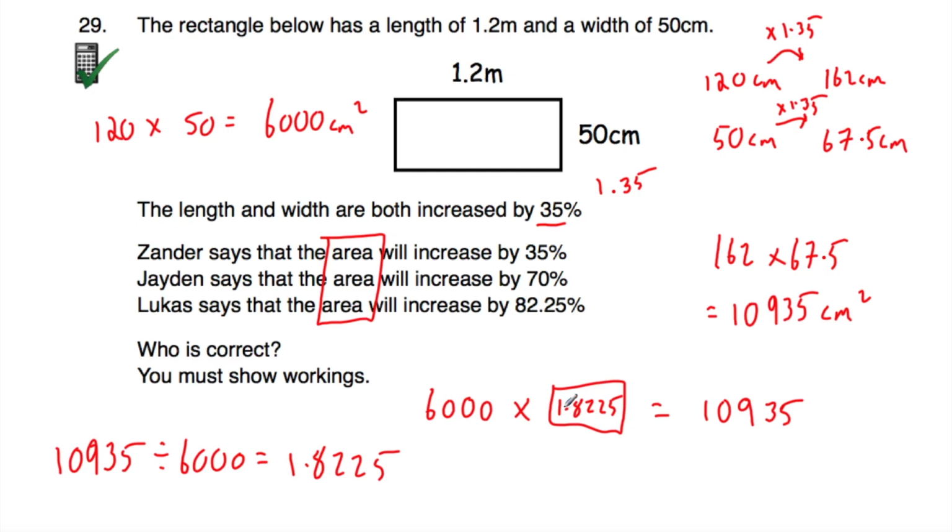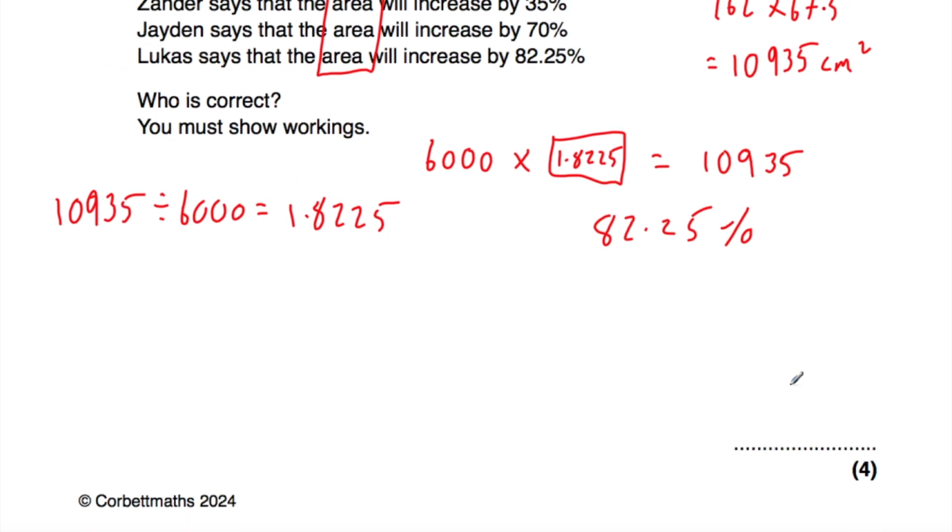So as you can see here, there's been an 82.25% increase, because if you have 100% to begin with, and then they've added on 82.25% to get a multiplier of 1.8225. So that means there's been an 82.25% increase. So that means that Lucas is correct. And that's it. Okay, so that's one approach to that question.